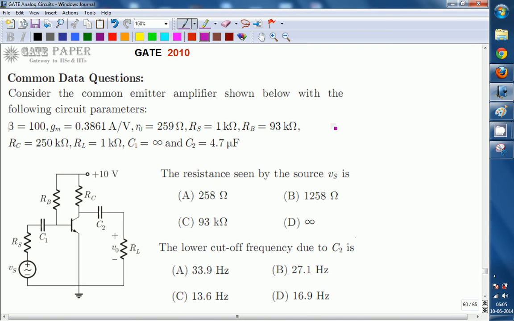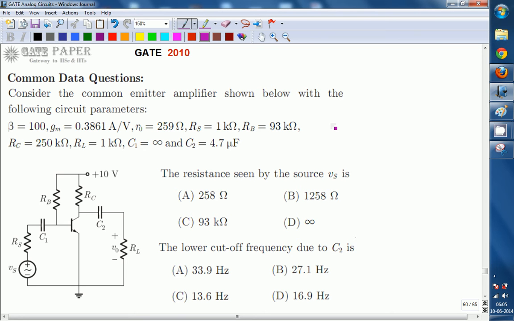Hello, we are discussing the GATE 2010 ECE paper, and this question is related to analog circuits. This is a common data question. First, look at the circuit diagram. Consider the common emitter amplifier circuit shown below with the following circuit parameters.